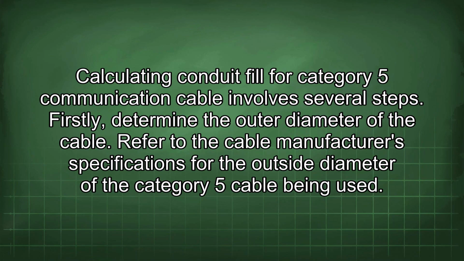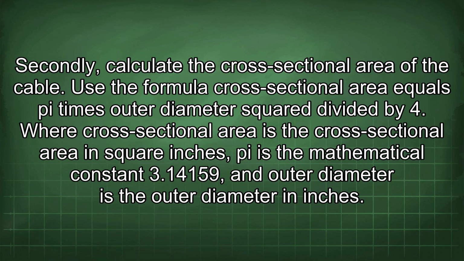Calculating conduit fill for Category 5 communication cable involves several steps. Firstly, determine the outer diameter of the cable. Refer to the cable manufacturer's specifications for the outside diameter of the Category 5 cable being used. Secondly, calculate the cross-sectional area of the cable. Use the formula cross-sectional area equals pi times outer diameter squared divided by 4.